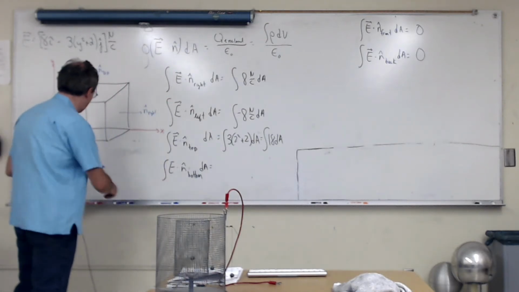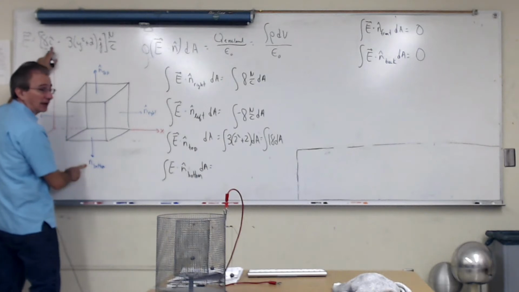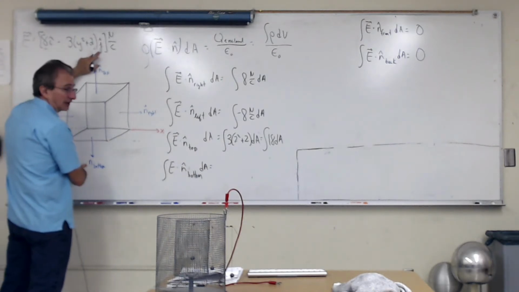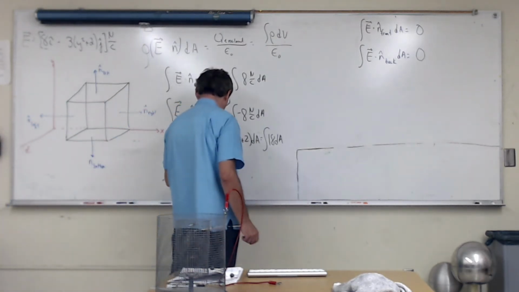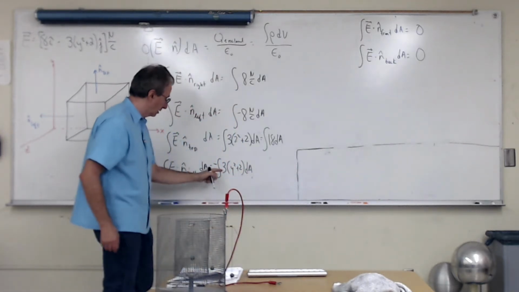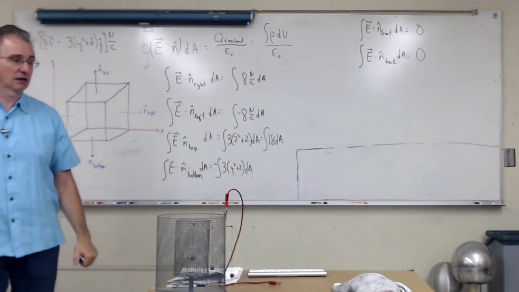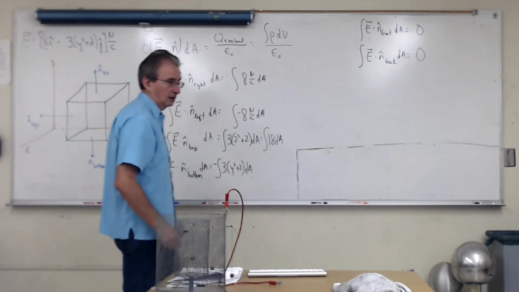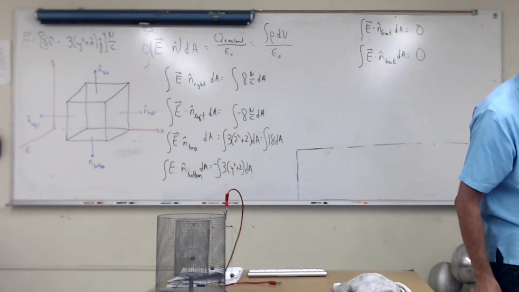Let's do the bottom. The bottom points in the minus j hat direction. The dot product of minus j hat and i hat is 0. Minus j hat dotted with j hat is negative 1. And then times this thing. But what's y in the xz plane? What's the value of y in the xz plane? It's 0, right? The y-axis is pointing up.